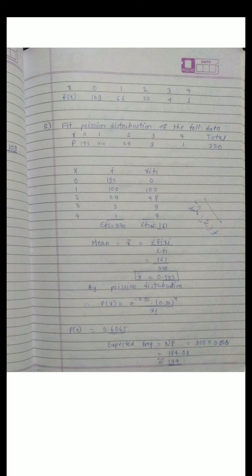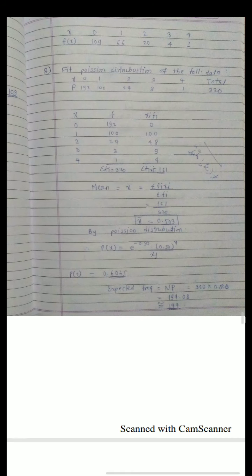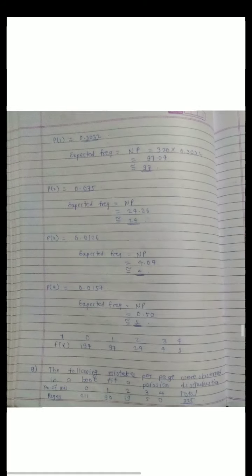Fit Poisson distribution. Next question is to fit Poisson distribution to the following data. It is the same question: we just have to calculate summation fi xi, then x bar, put the value of x bar in place of m, and then find the values of the distribution one by one. We get P of 0, P of 1, P of 2, P of 3, P of 4, make the table of it, and we get our desired answer.